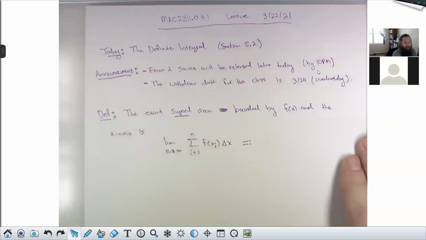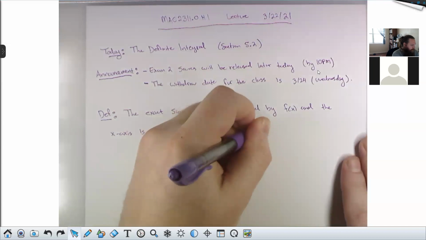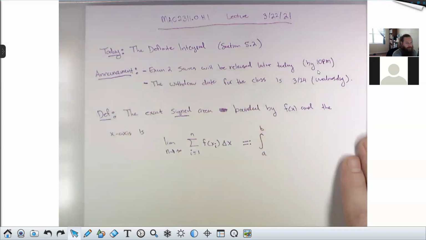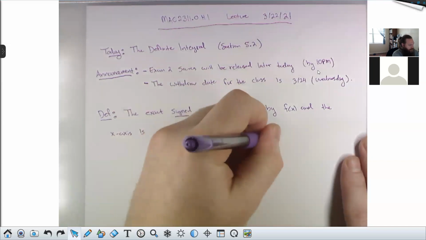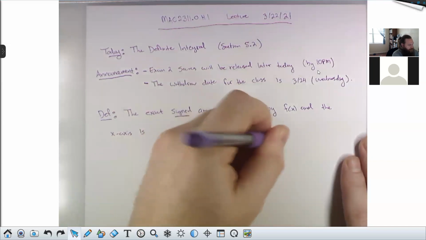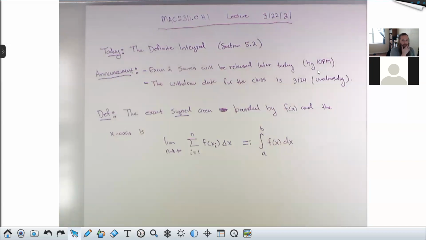So the object I'm defining here is the object on the right. That's what the two dots by the equal sign mean. We call this the integral from a to b. That's how that symbol is read. It's the integral from a to b of f of x dx. And before we get into mechanics of this thing, I want to just talk a little bit about the notation.